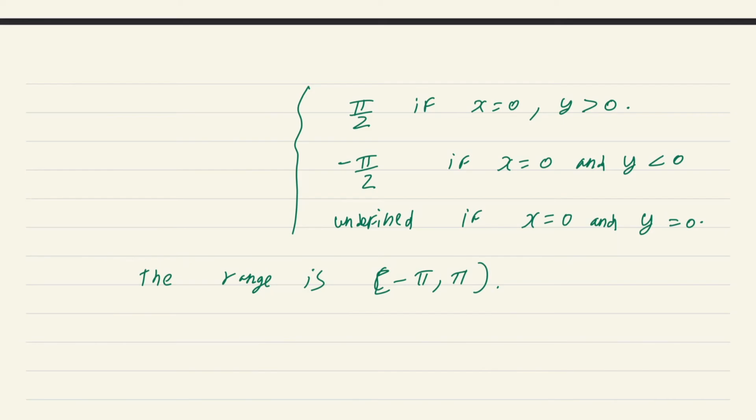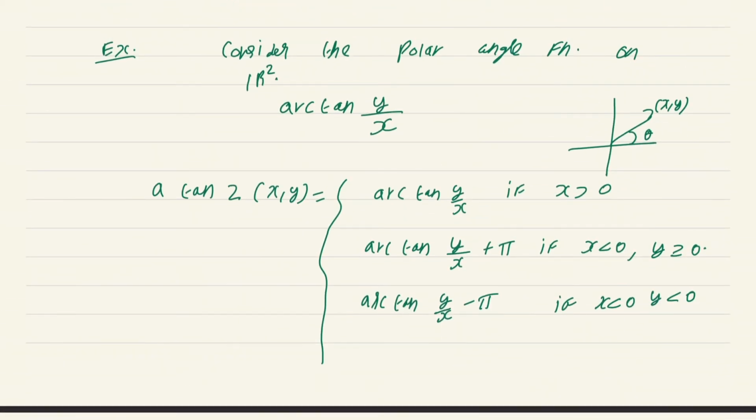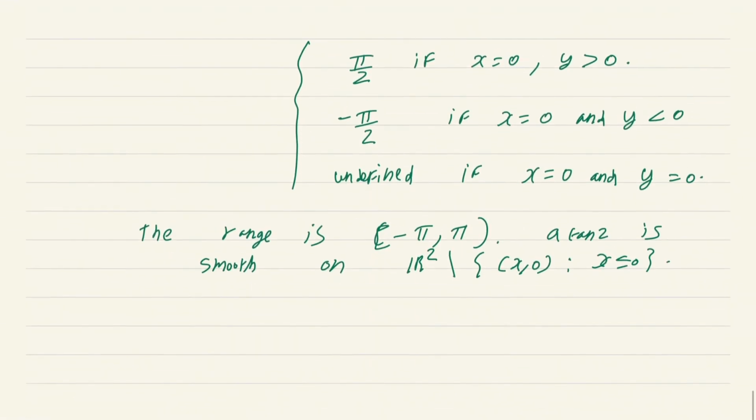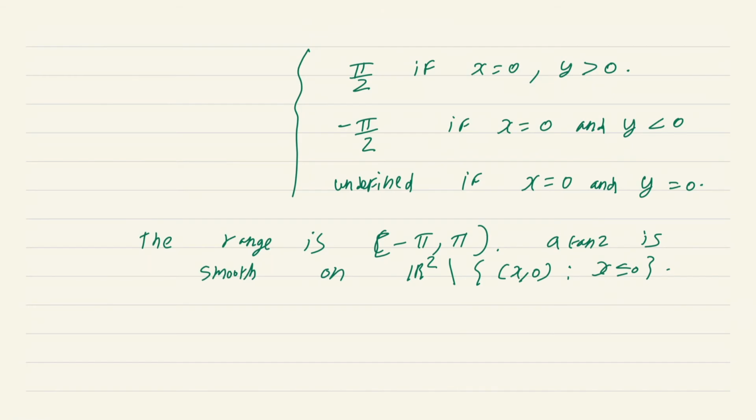Okay. Now you can check the above definition that atan2 is smooth, C infinity smooth, on R2 minus the negative x-axis, that is, the points (x, 0) such that x is less than or equal to 0. So except for this part, this function atan2 is going to be smooth. In particular, it's going to be continuous.